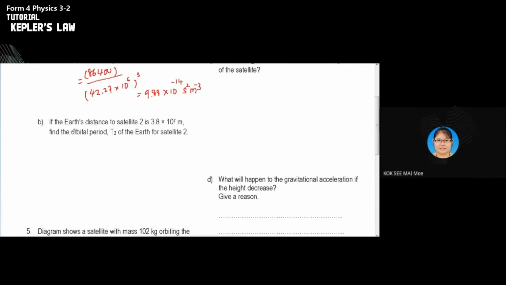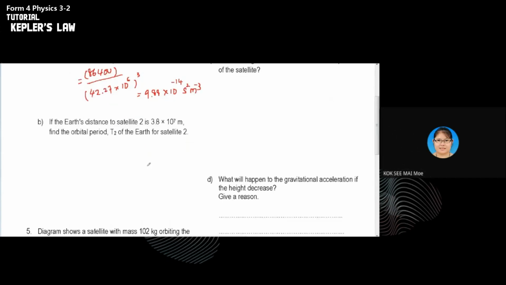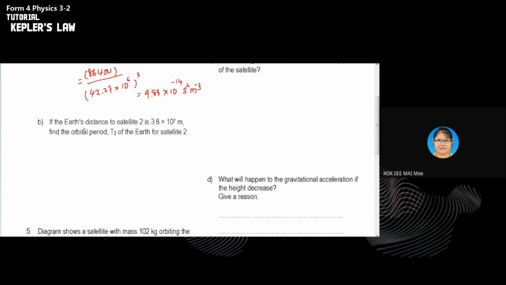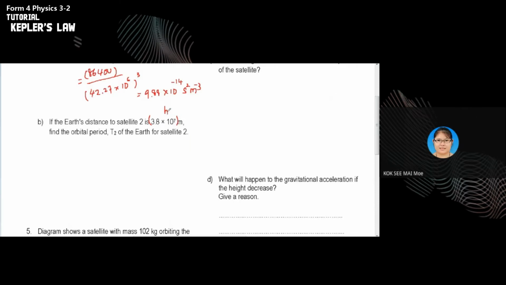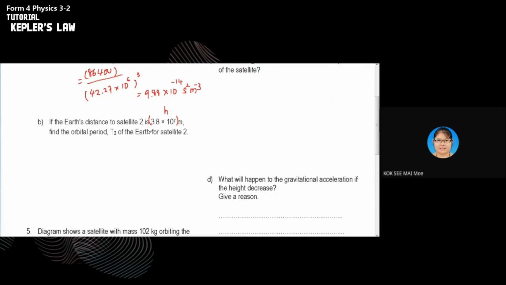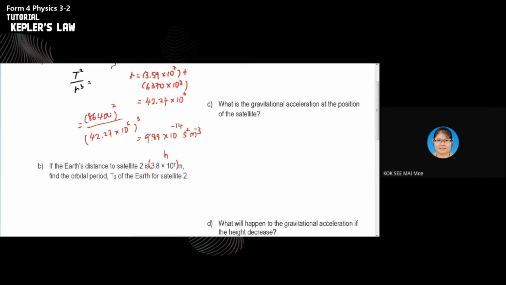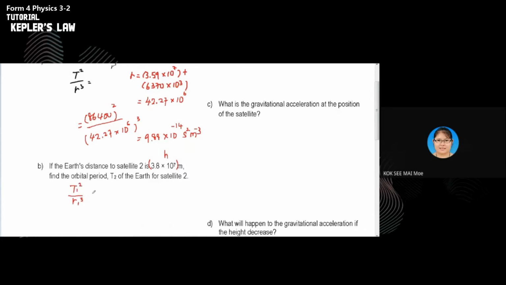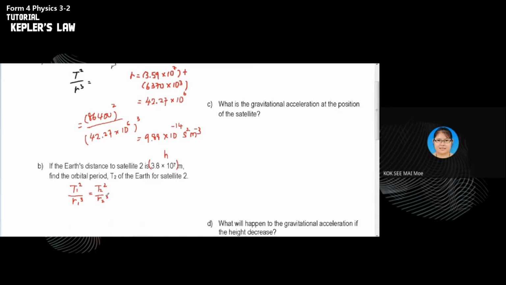Then we continue with B. If the Earth's distance to satellite 2, now they're talking about satellite 2. The distance from Earth to the satellite means this one is H. Remember the H, because you need to add the radius. Now find the orbital period T2 of satellite 2. Remember what we learned before, Kepler's third law: T1 squared over R1 cubed equals T2 squared over R2 cubed.